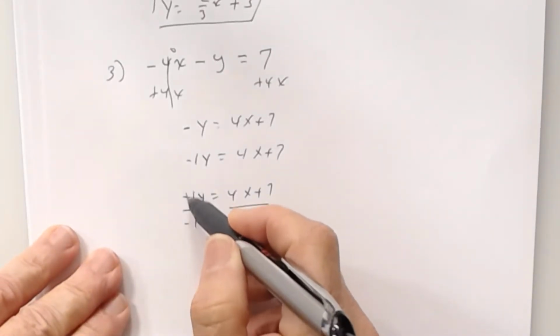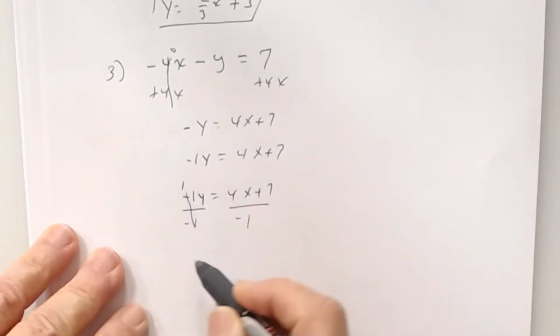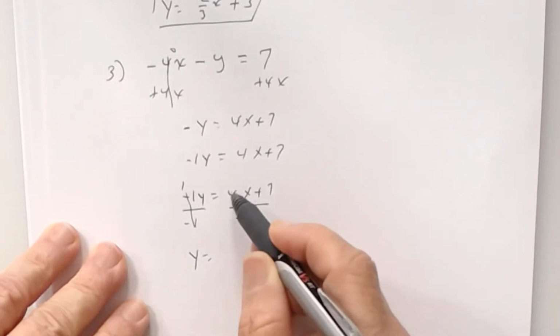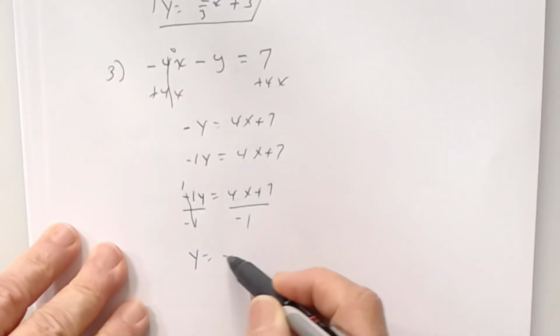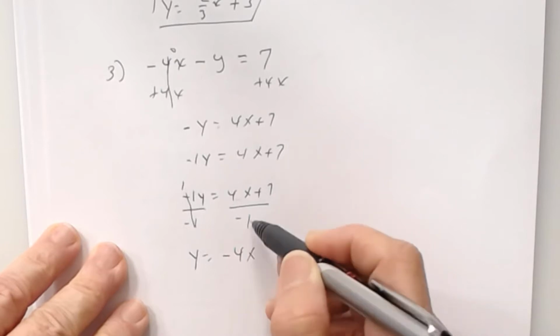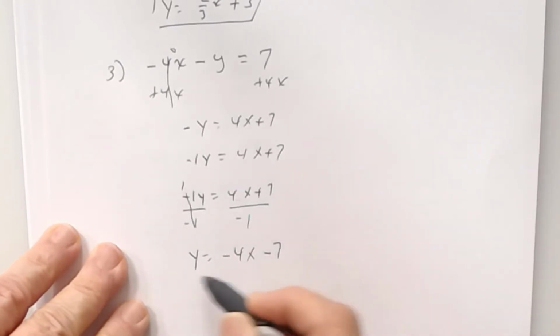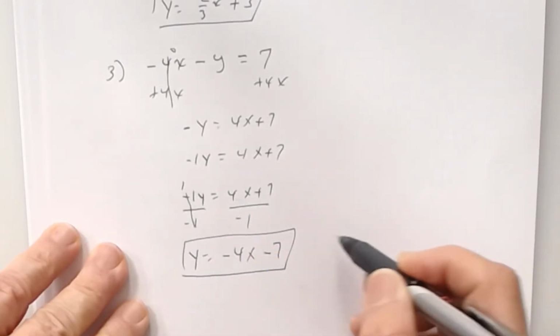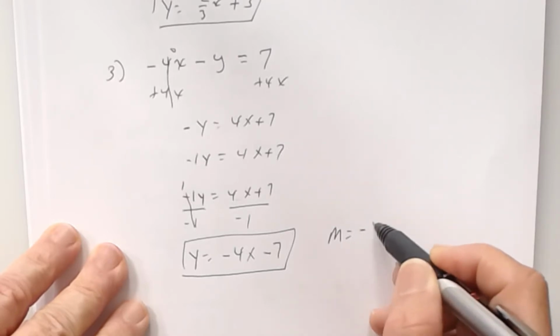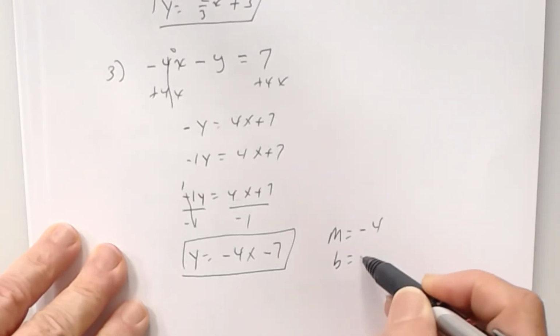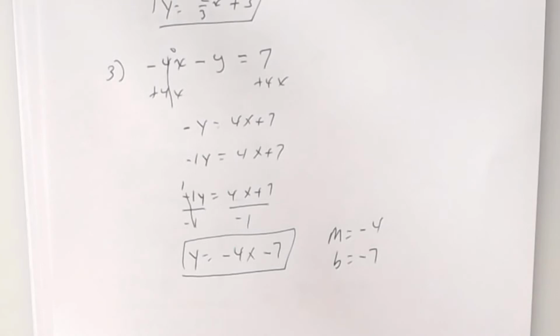What's negative 1 divided by negative 1? 1 times y is? Y. Equal, what's 4x divided by negative 1? Negative 4x. What's positive 7 divided by negative 1? Negative 7. So what's your slope? Negative 4. What's the y-intercept? Negative 7. Not positive 7, negative 7.